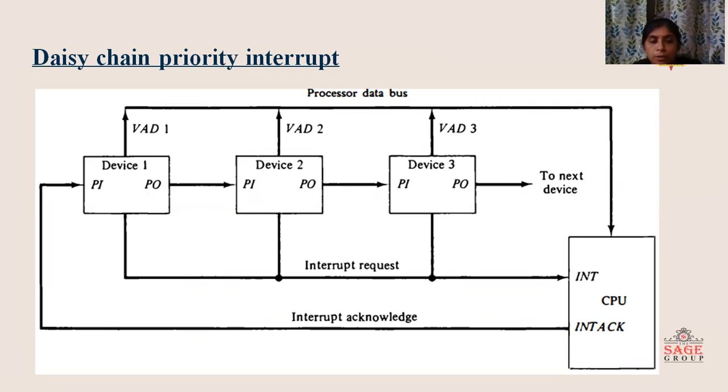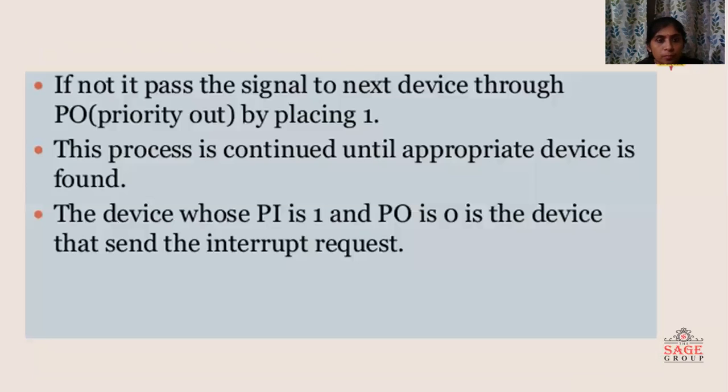If device 1 doesn't want to communicate with the CPU, then it will pass the signal to the next device, device 2, by giving the priority output as 1. If device 2 wants to communicate with the CPU, then at device 2 the priority output will be 0 and the remaining devices will be disabled. Here only device 2 will communicate with the CPU. So this process is continued until the appropriate device is found.